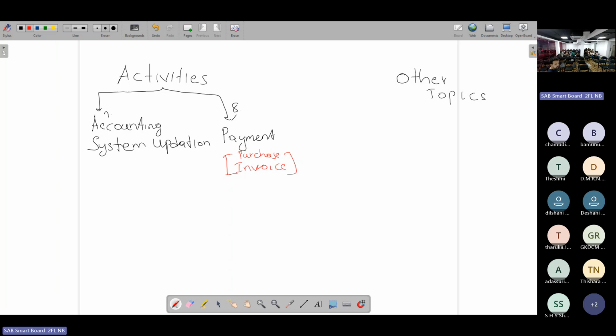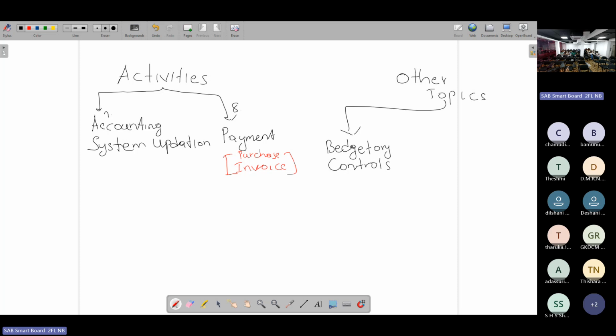Apart from these 8 topics, certain subtopics also we have discussed. What are those subtopics? Budgetary control, risk, and internal control. These are not part of the process, but they are related to the procurement process. So under other topics, we discussed budgetary controls.